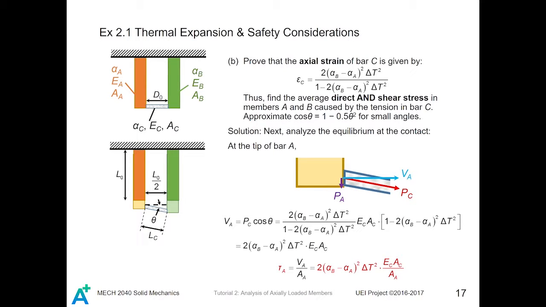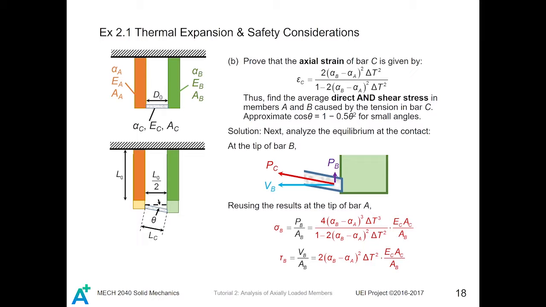In a similar manner, the shear force acting on bar A is just the axial force in bar C times cosine theta. Cosine theta is what we have found in this part when deriving this formula. And then those two terms cancel out. Then we can have the shear force in this form. Therefore, the shear stress is just the shear force divided by the cross-sectional area.